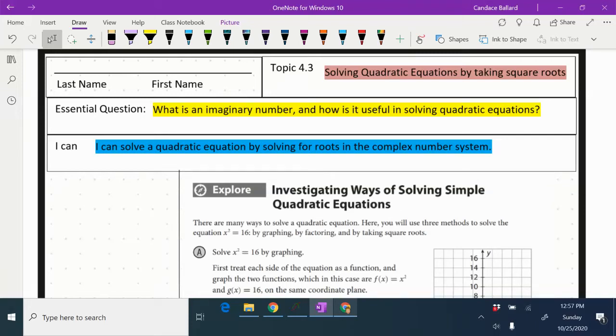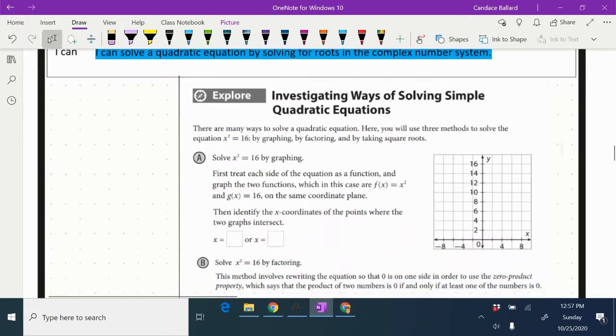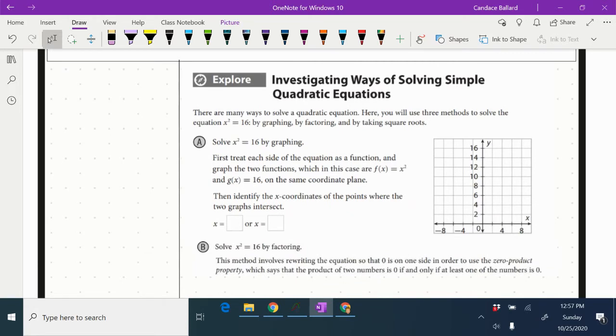In this video, we're going to start talking about topic 4.3, which is solving quadratic equations by taking square roots. The essential question that we're going to answer is, what is an imaginary number and how is it useful in solving quadratic equations? And our I can statement is, I can solve a quadratic equation by solving for roots in the complex number system. So we're going to do this explore activity and we're going to investigate a few ways of solving a simple quadratic equation.